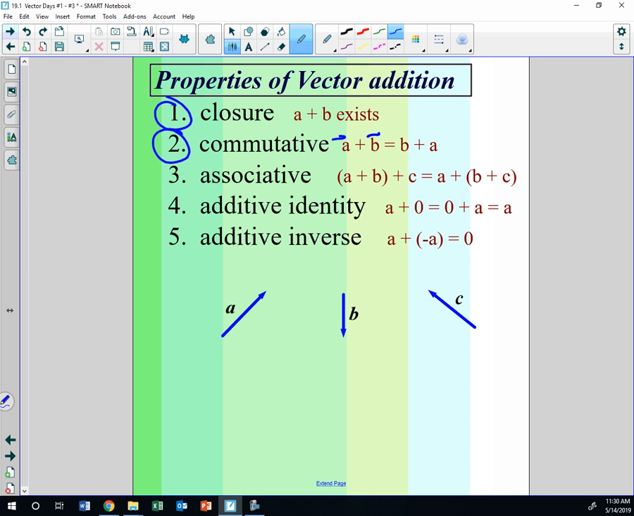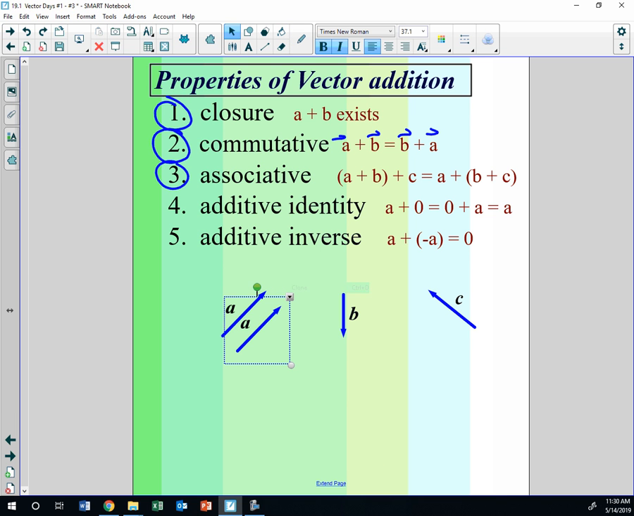Think of these as little vectors. Associative means that if you took A plus B plus C, you grouped these two and then added C, or you grouped the second two and added A, you'd still get the same thing. Anything plus 0 is equal to anything. And then A plus the opposite of A gets you back to 0. You can certainly see that if I were to clone this and flip it like that, A plus the opposite of A is going to get me back to the beginning, which is 0.